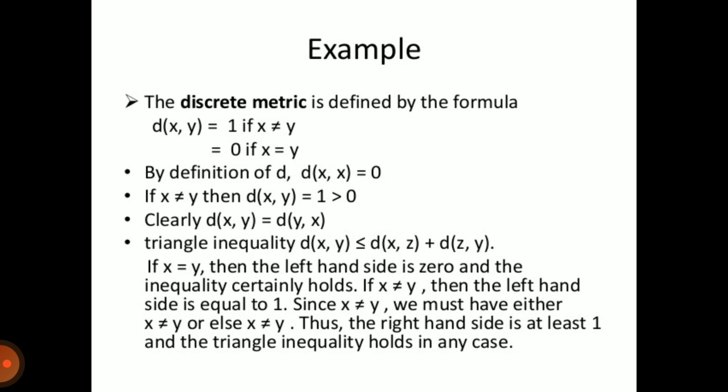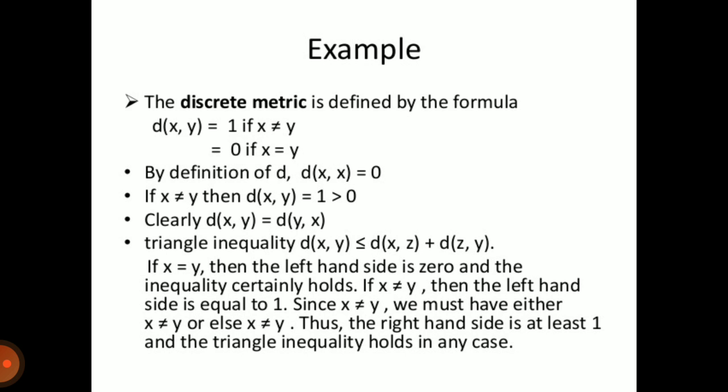Second, if x is not equal to y, then the distance between x and y is equal to 1, which is positive. Clearly the distance between x and y is equal to the distance between y and x, and the triangle inequality holds: the distance between x and y is less than or equal to the distance between x and z plus the distance between z and y. If x is equal to y, then the left hand side is 0 and the inequality holds. If x is not equal to y, then the left hand side is equal to 1.